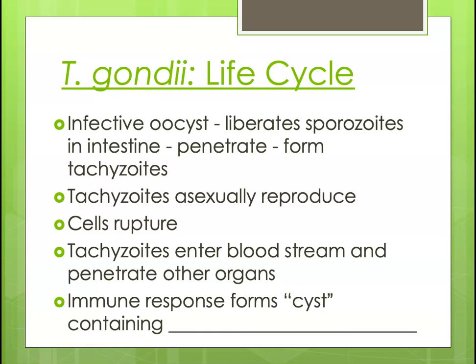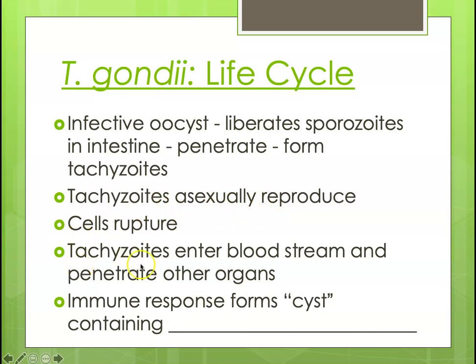The tachyzoites are very rapidly reproducing. If you think of your prefixes here, tachy and brady, and you think of tachycardia and bradycardia, increased heart rate and decreased heart rate, that's exactly what these terms mean. So the tachyzoites are very rapidly reproducing and traveling to organs. The bradyzoites are the slow reproducing. They get trapped in the cyst. So in any case, the tachyzoites asexually reproduce.